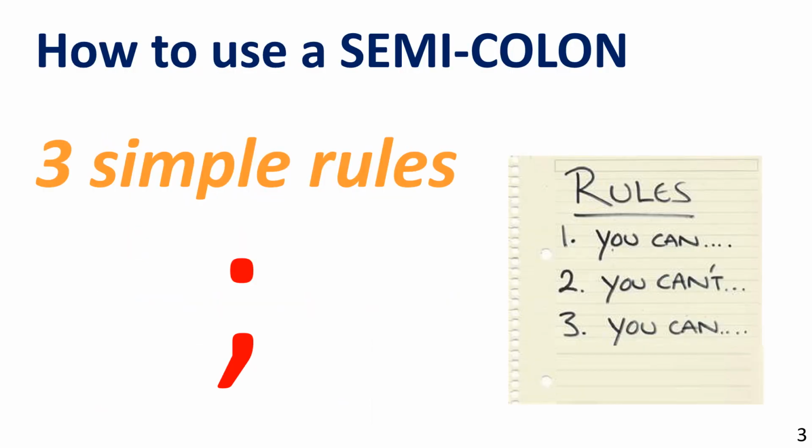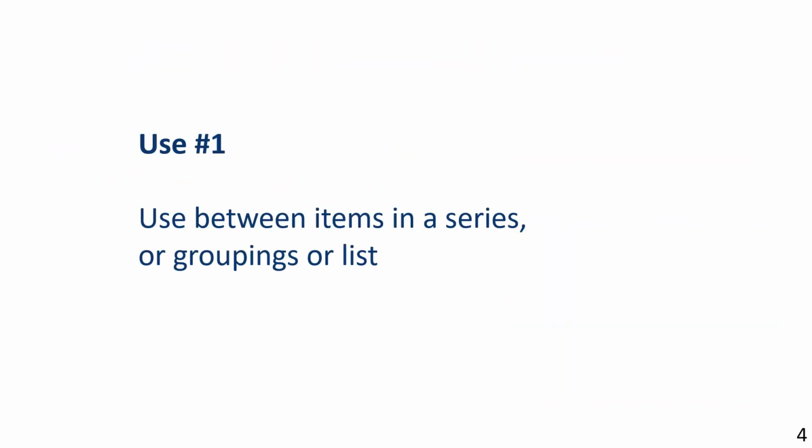Now, how to use a semicolon? We're going to look at 3 simple rules. Here's use number 1. Use between items in a series or groupings or list.